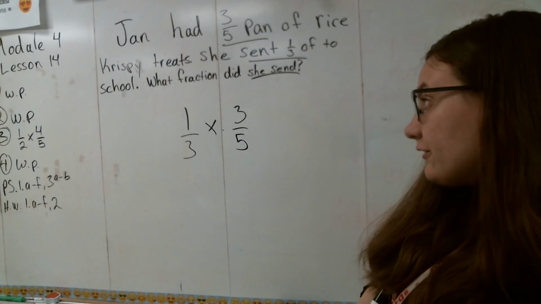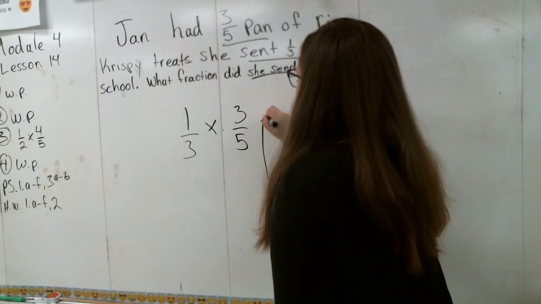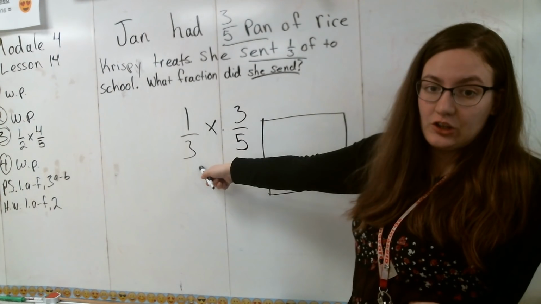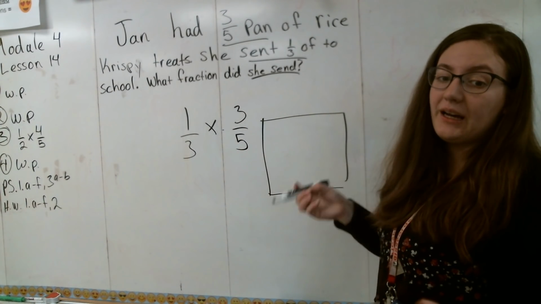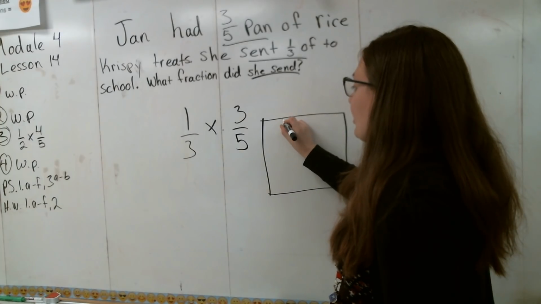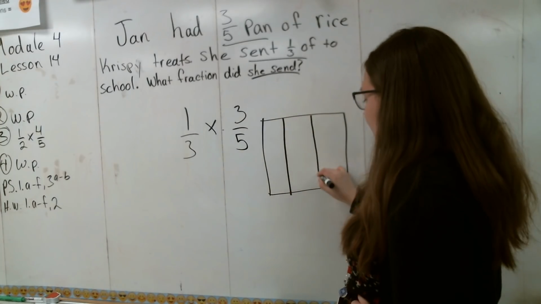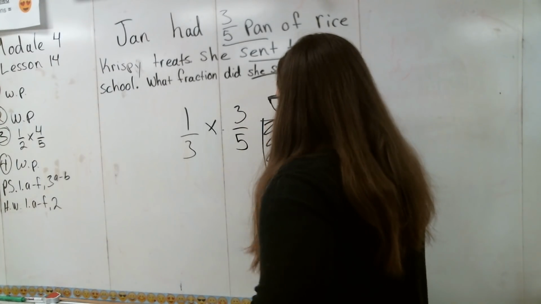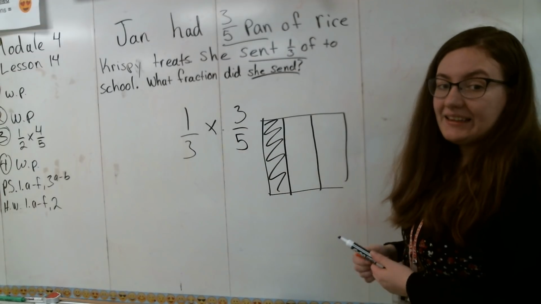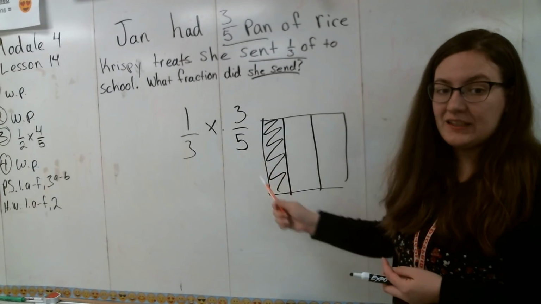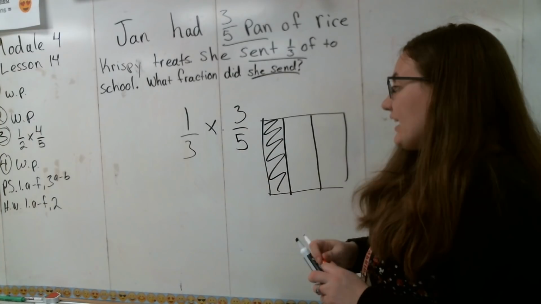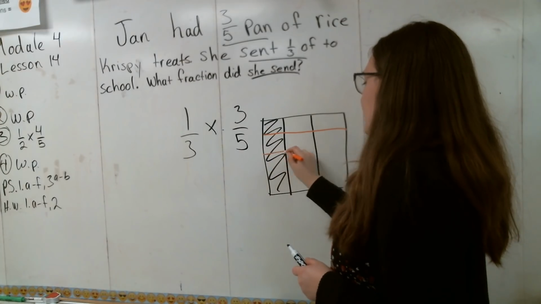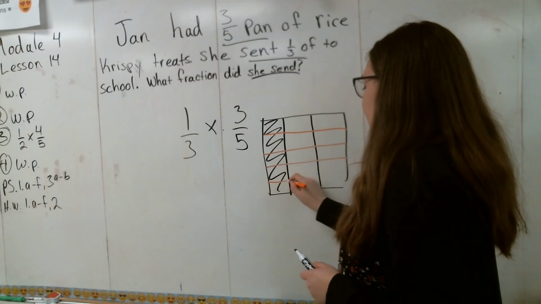When I do my model for this, I'm going to first start off by drawing my area model, and since the third is the first fraction, that's what I'm going to cut my area model into first: thirds. So I'm going to cut it into thirds like this, and then I'm going to shade in this area right here. Then I need to cut it into fifths because that is what my second fraction is. So I have to cut this into fifths so that I have totally equal parts. So I cut it into fifths, 2, 3, and 4.